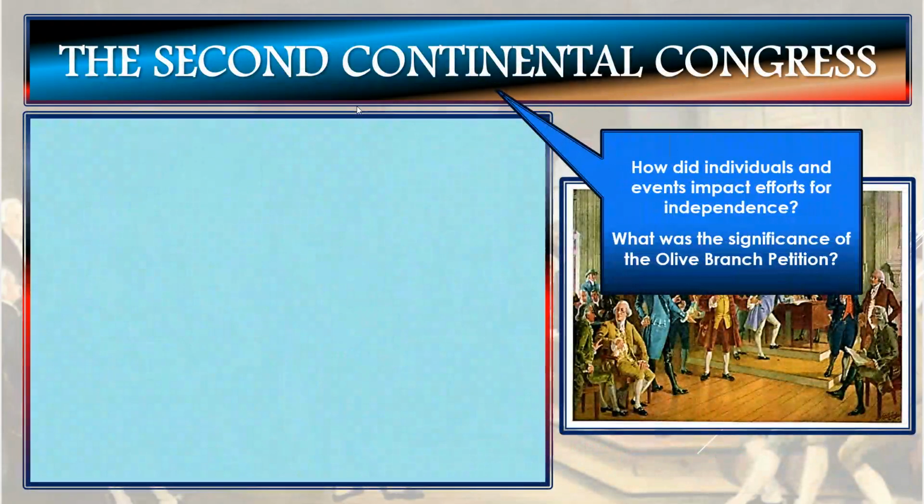And this starts on page 128. How did individuals and events impact efforts for independence? Who was involved in it? And what was the significance of the olive branch petition? There's one of our vocab words, petition. Why is that so significant here? So let's jump right into it.